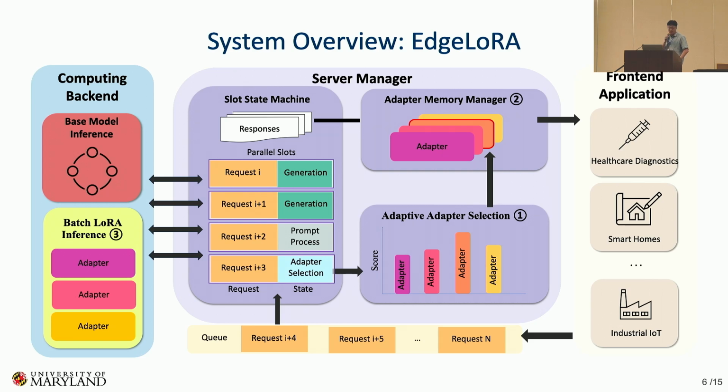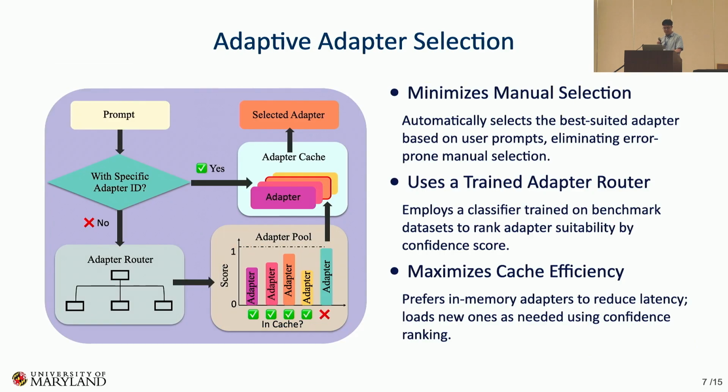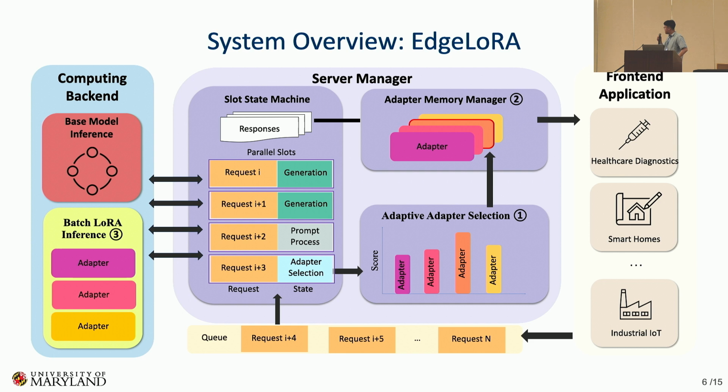So how is EdgeLoRA actually structured? It's built on top of Llama.cpp, but we have added two key components to make it ready for multi-tenant inference. First, there is the server manager, which handles incoming requests and decides how to schedule them. Then there's the computing backend. It takes care of the actual inference. When a request comes in, it goes through a slot-based state machine. The steps look like this. First, the adapter router picks the right LoRA adapter. Next, the adapter memory manager handles loading into memory. And finally, it moves to the batch inference for real computing. By tightly integrating these steps together, EdgeLoRA achieves fast, efficient performance.